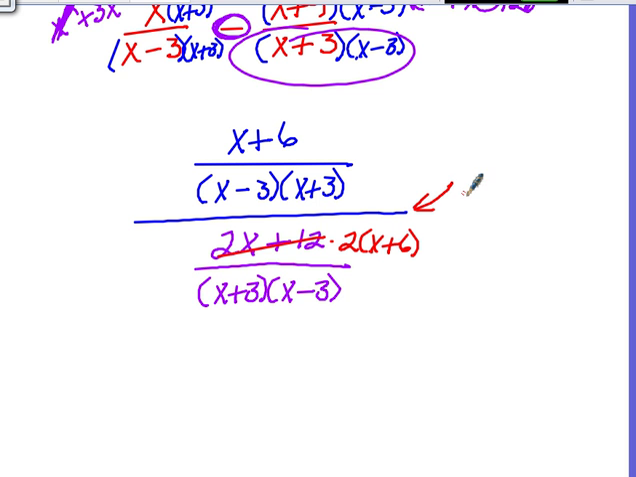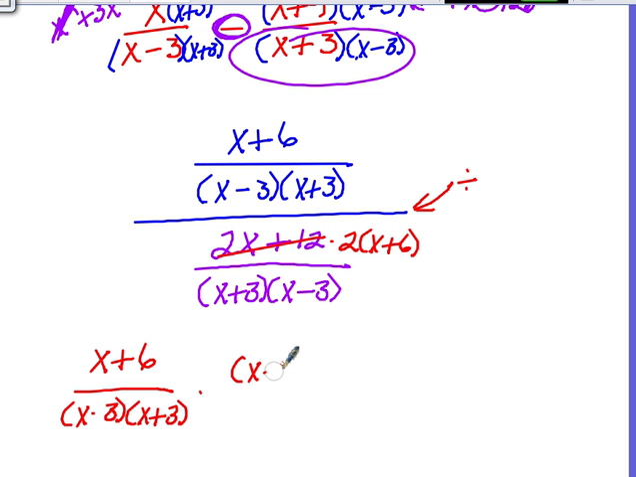Now, again, the big fraction bar means to divide, so I'm going to flip and multiply. So I've got x plus 6 over x minus 3, x plus 3, times x minus 3 times x plus 3 over 2 parentheses x plus 6.